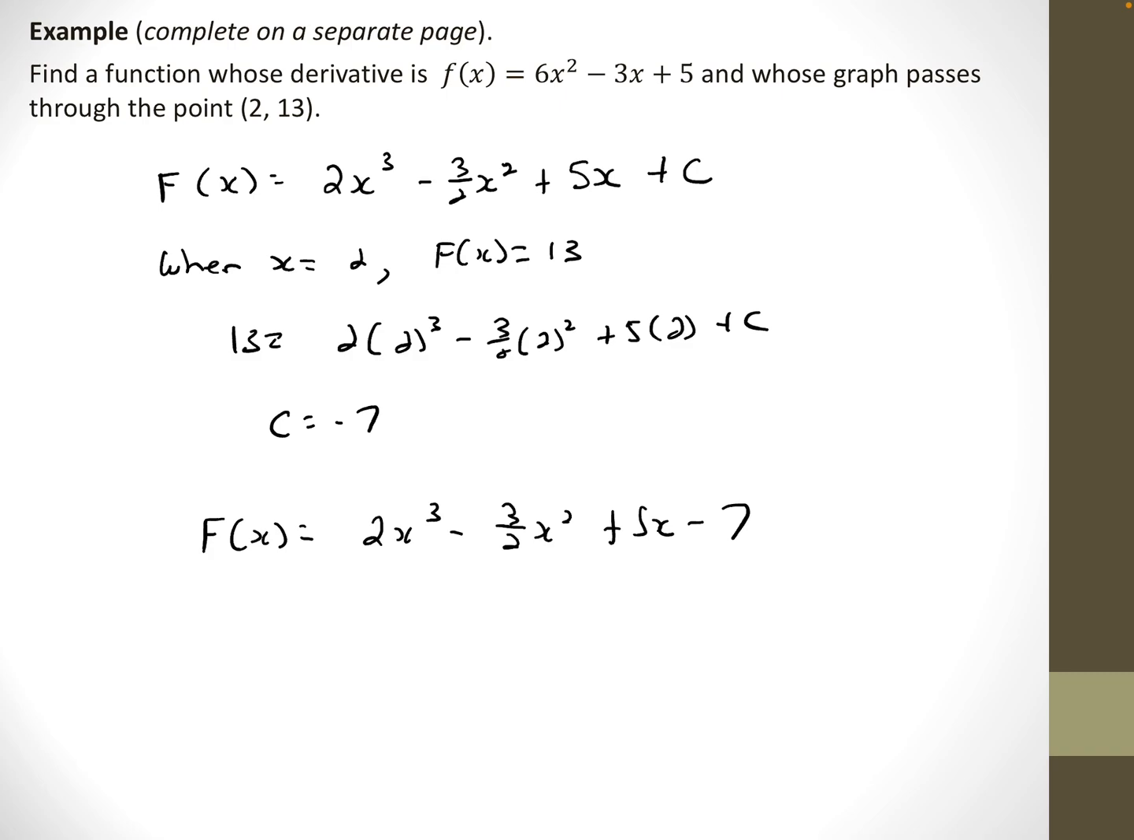If that seems weird at all, just take the derivative of that function and watch what you get. You'll get that original function back. And then this just takes some practice to get those antiderivatives, they're called.